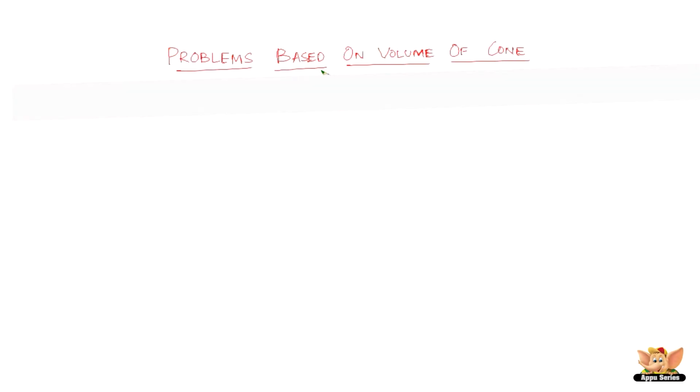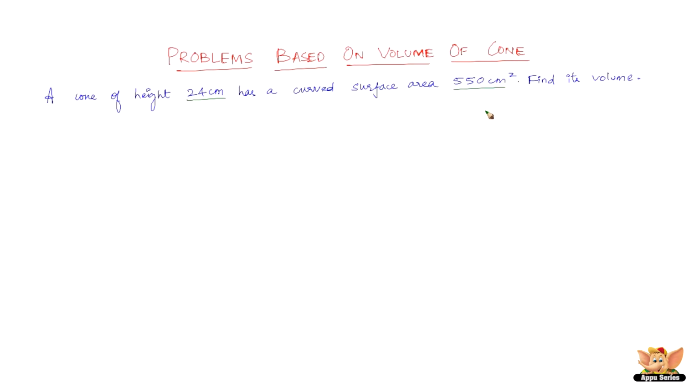Now in this video, let us continue solving problems based on volume of cone. So here we've got a question. A cone of height 24 centimeters has a curved surface area of 550 centimeters square. Find its volume. So we've got two data here. The height is 24 centimeters and the curved surface area is 550 centimeters square. We need to find its volume.